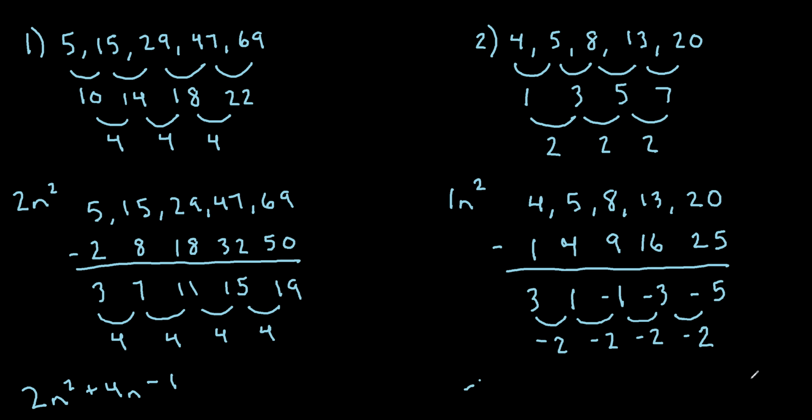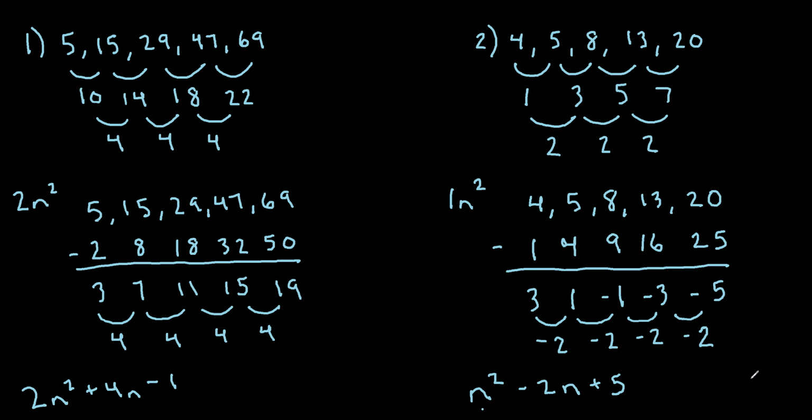So we're going to write 1n squared, or I'll just write n squared. We don't need the 1. N squared minus 2n. And remember, to find this constant at the very end, we just have to say, how can we go from negative 2, this common difference, to the first number right here? So to go from negative 2 to 3, we would have to add 5. So we'll say plus 5. And that is our final answer.